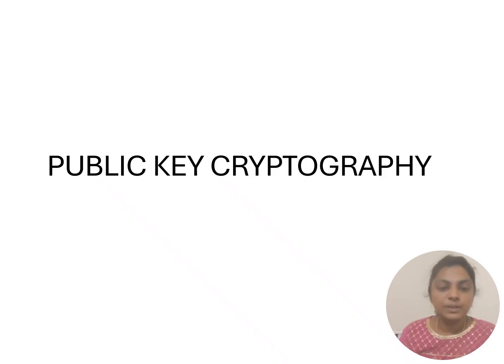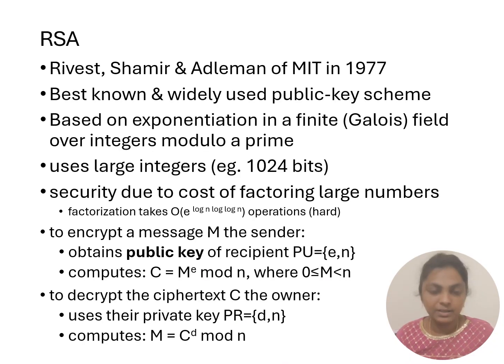In this video, we'll learn about the famous public key encryption algorithm, which is the RSA algorithm, which gets its name from the researchers themselves, Rivest, Shamir, and Adleman, who proposed this algorithm in 1977. This is the most popular algorithm of the public key scheme, and it works based on exponentiation in finite fields over the integers modulo a prime.